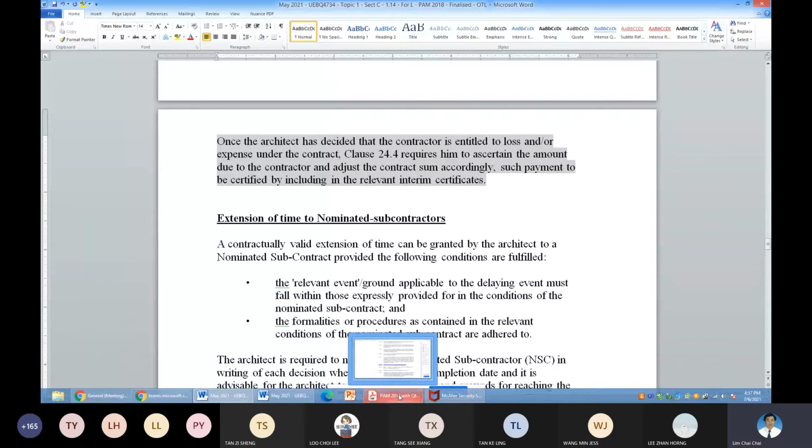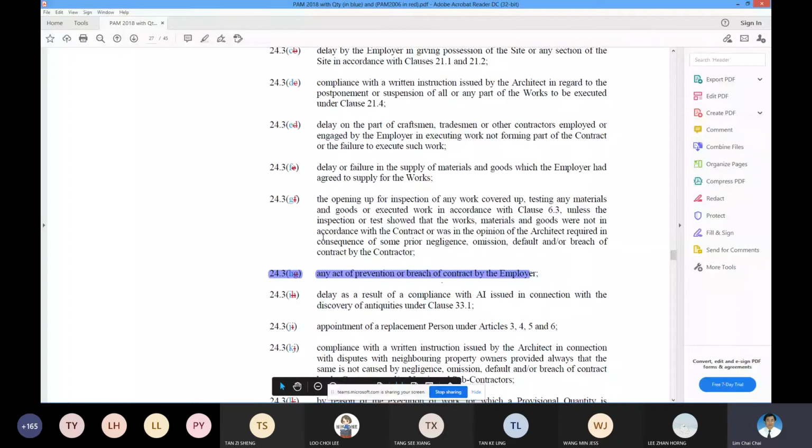Okay. So now, in this case, this is not related to extension of time. Clause 6.3. So this one, you can use 24.3g. Then if something happened under clause 6.3, you can claim.